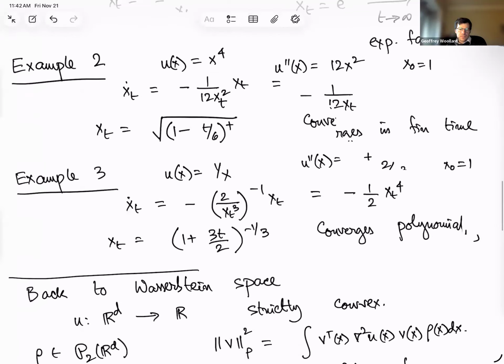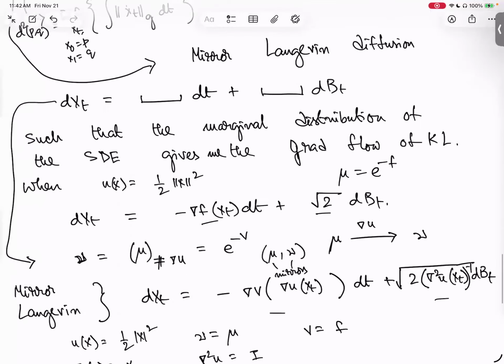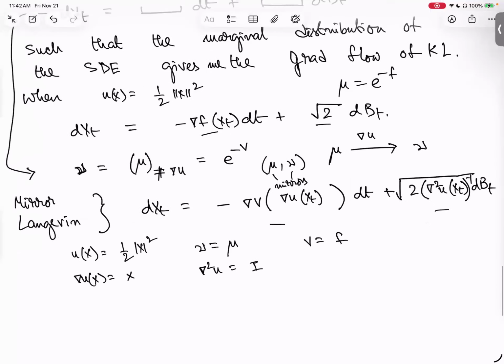And over here, what I'm doing is something very similar. I'm looking at the gradient of v with respect to the mirror coordinate. So there's a very close parallel of these objects with mirror descent. They're just doing things in the probability space. That's a grad of V evaluated at the mirror gradient of u of x_t. Okay.